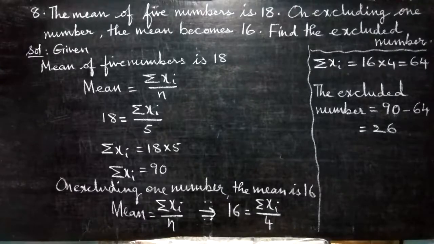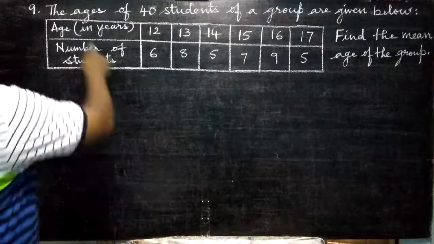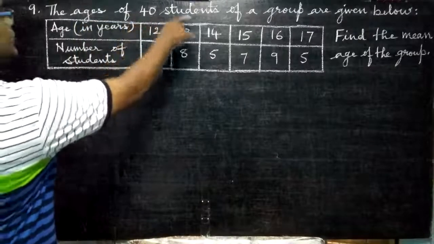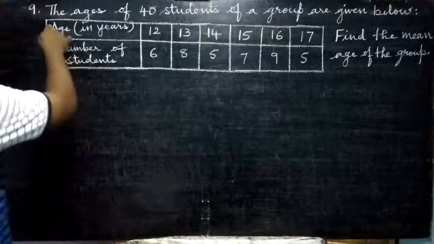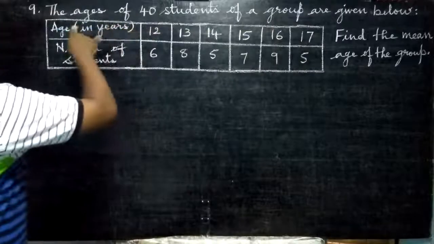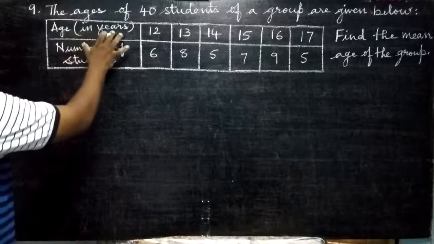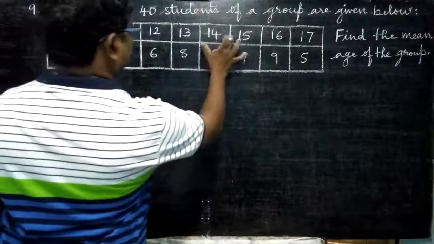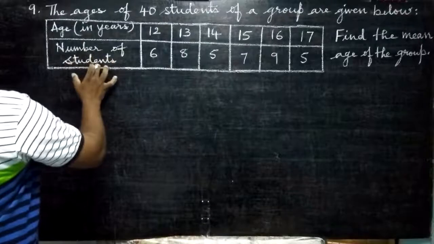Ninth problem. The ages of 40 students of a group are given below. They have given the table in horizontal way. We have to do it in vertical. Age they have given in years: 12 years, 13 years, 14 years, 15 years, 16 years, 17 years. And the number of students.